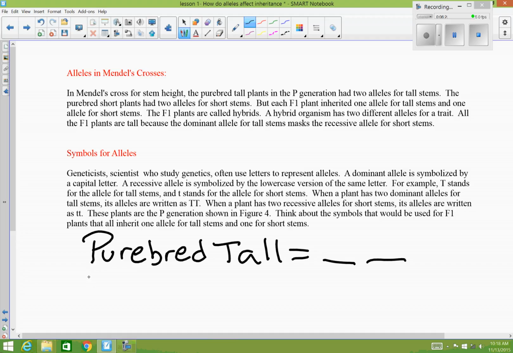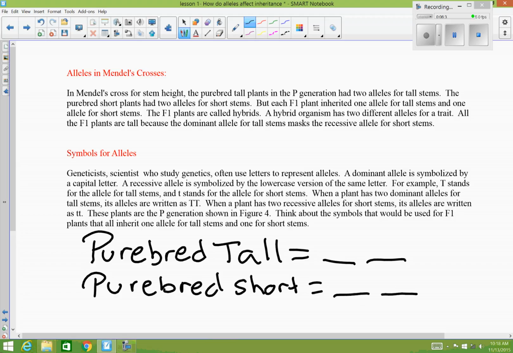If the plant was purebred for short stem, what are the two letters going to look like, or the two alleles that represent that trait? So I want you to hit pause and try to fill that in. Remember, we are using the letter T. When you are talking about one trait, whatever letter you pick, for example T for the dominant allele, you have to use the same letter for the recessive allele, just a lowercase version of it. Okay, hit pause and attempt to do that.